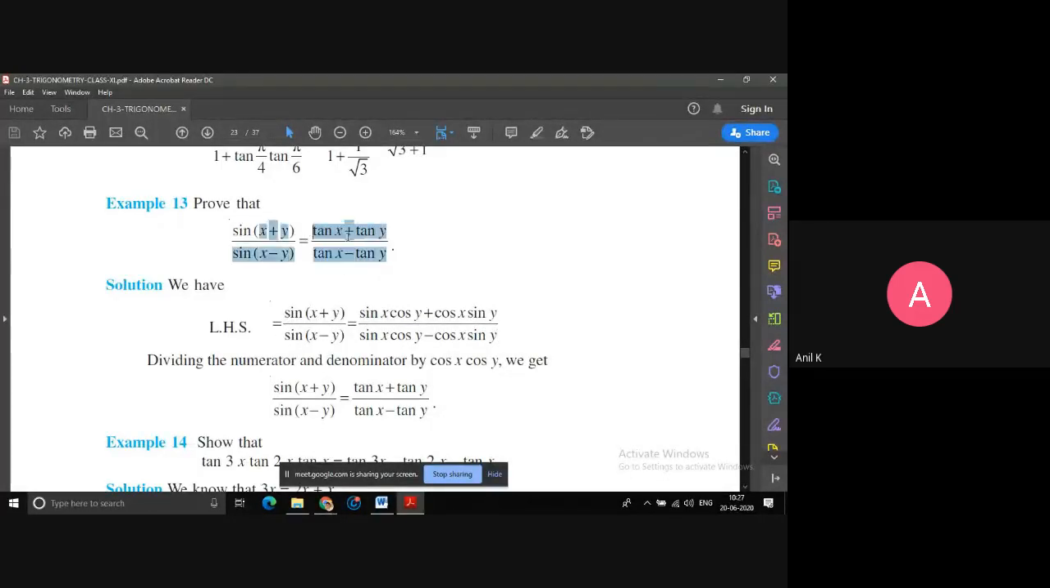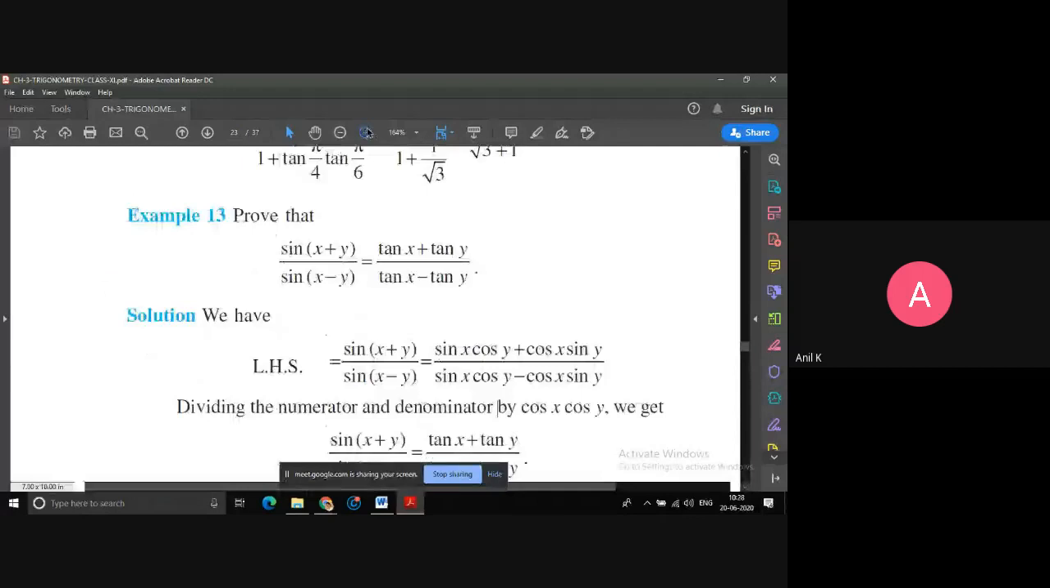Now you see the right hand side. What do you have on the right hand side? It is in terms of tan x, tan y, and here also tan x. Everything is in terms of tan. How do I convert sin in terms of tan? See, here you have only tan x. The first term is tan x, but here you have cos x, tan y, cos y. So how do I convert sin x cos y in terms of tan? If I want tan, I need sin x upon cos x. Do you agree? Sin x upon cos x.